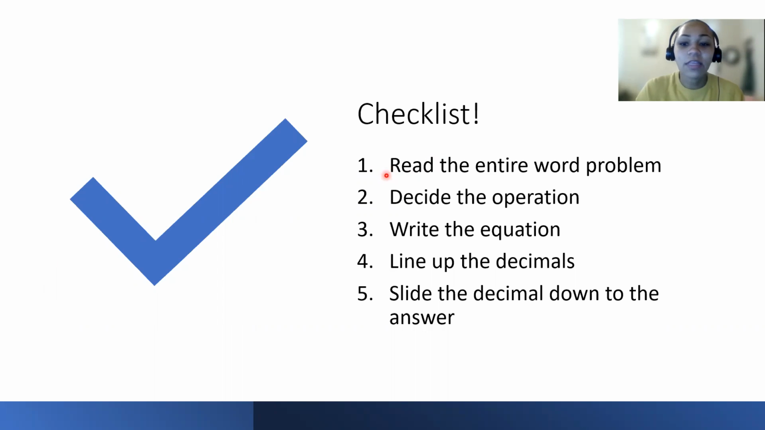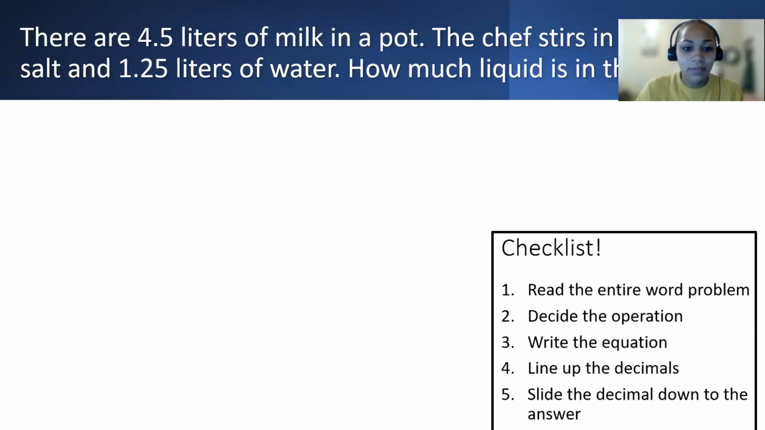First, you have to read the entire word problem, not part of it, not just look for the numbers. Read the entire word problem, you guys. Second is to decide the operation. Are we adding, subtracting, multiplying, or dividing? What are we doing? Next, write the equation. Then line up your decimals and then slide the decimal down for the answer. So let's practice that. I have our checklist right here so we don't forget.